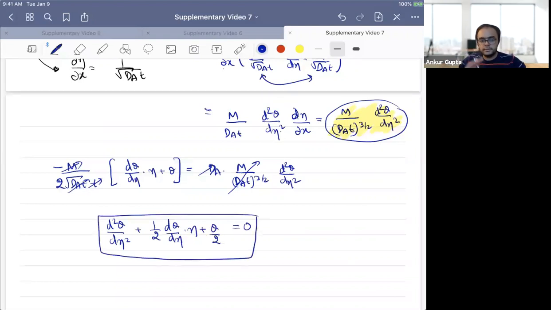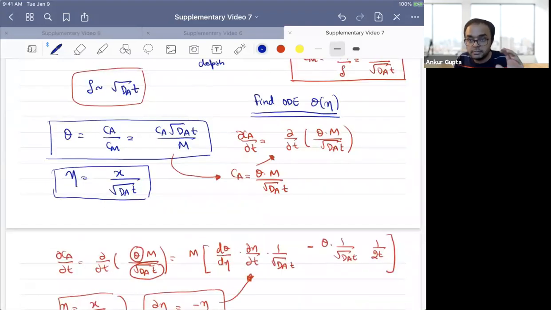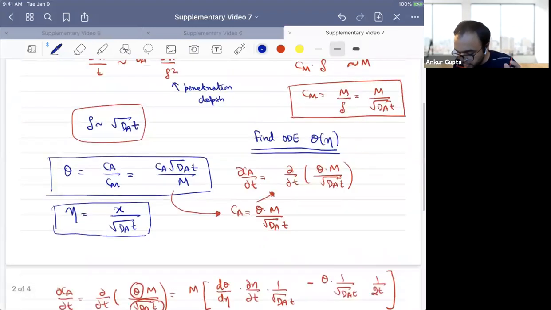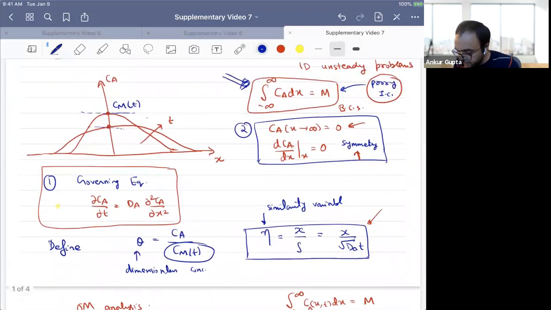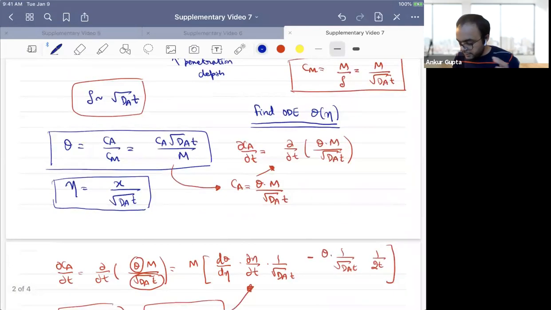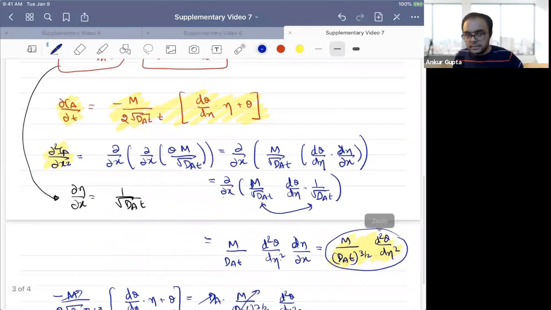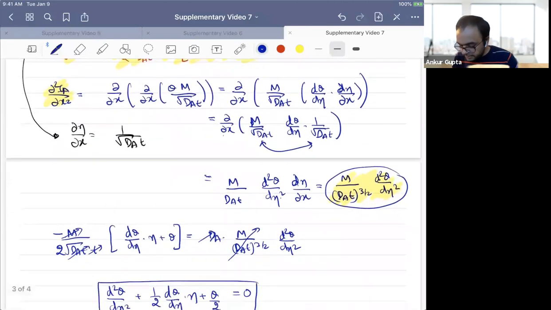Okay, so I know this is a very long way to come about this, but hopefully you followed everything. So now let me repeat. We started with CA by CM. There was no maximum concentration scale, so we took that to be root DAT from the mass by root DAT from the order of magnitude analysis of the integral equation, and the penetration depth remained the same. Then we had to apply the product rule also because CM was a function of time, so it became slightly longer. But you apply it on both terms, del C by del T and del square C by del X square, and then you compare and you get an ODE.